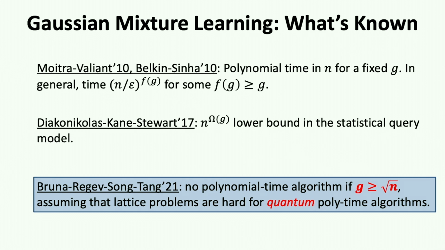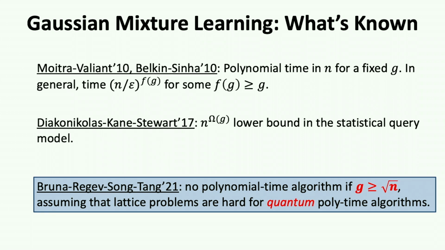More recently, Bruna et al., in the paper where they defined the continuous LWE problem, showed something. What does an SQ lower bound mean? It says certain algorithms cannot solve this problem in time better than something. Here is a very different kind of hardness result, a conditional hardness result, which says that if lattice problems are hard, the shortest vector problem is hard, quantumly hard, it turns out, then there is no polynomial time algorithm that learns a mixture of sufficiently many Gaussians, like root n Gaussians. That's what the result says.